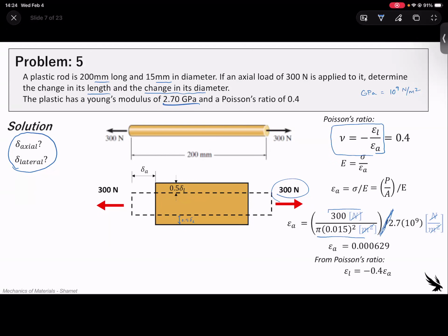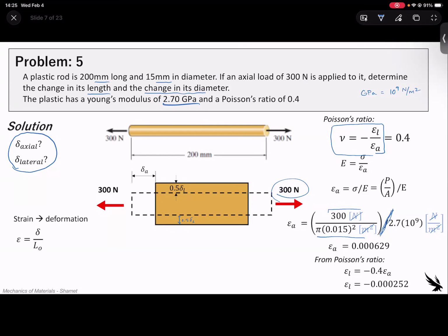So from Poisson's ratio, knowing this here, we can set up an equation to solve for the lateral strain. So we know that the lateral strain is just going to be negative 0.4 times the axial strain. So the lateral strain is going to be negative 0.00252. And again, the negative just means that it's contracting, it's not expanding.